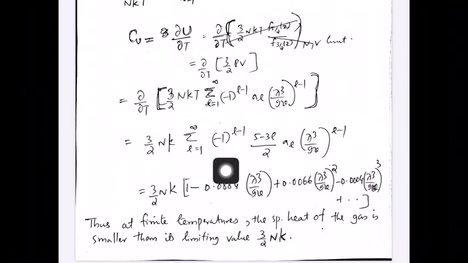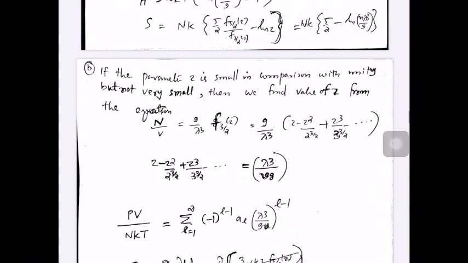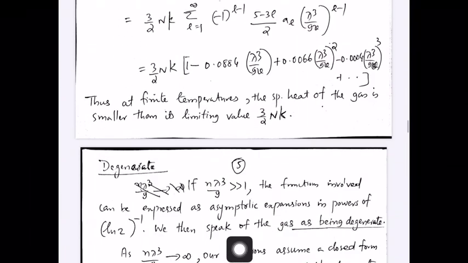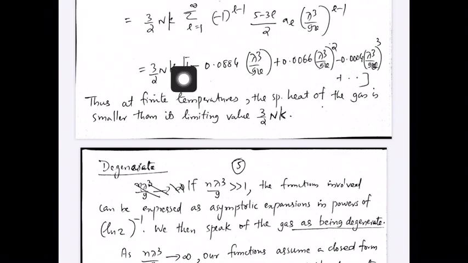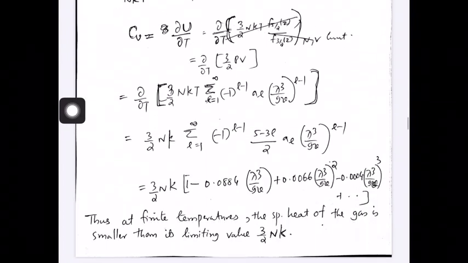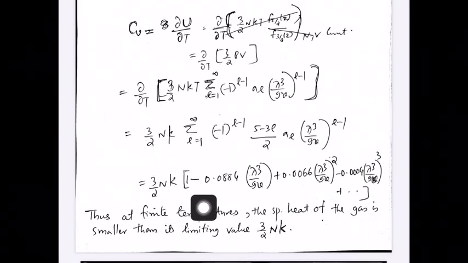So this is 3/2 Nk times (5 minus 3l)/2 a_l. All these a_l are the coefficients. These are called virial coefficients. We have seen them in the ideal Bose gas. They have some definite value. So in terms of those virial coefficients, if you expand this, you get this result. So Cv is equal to 3/2 Nk into this series in terms of λ³/gv.